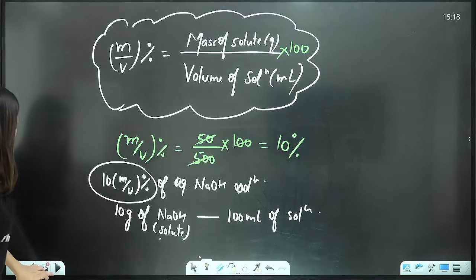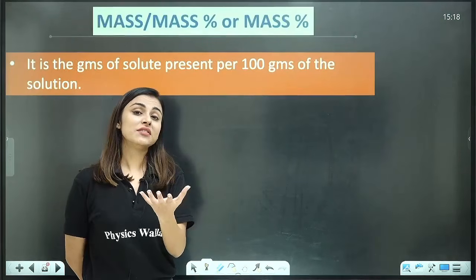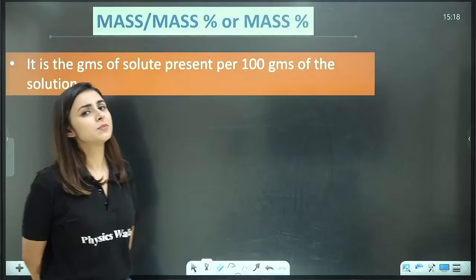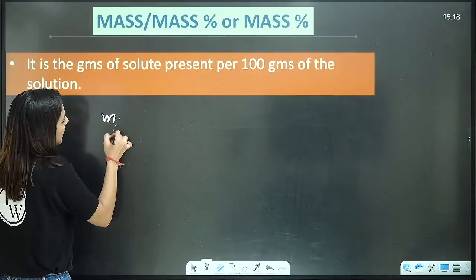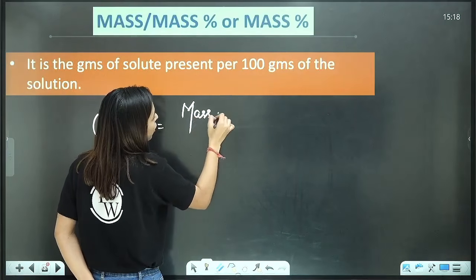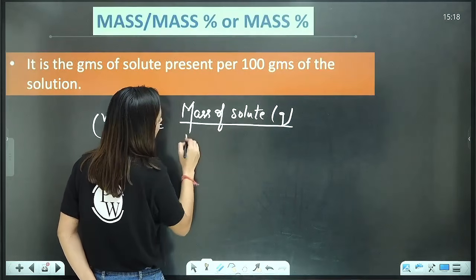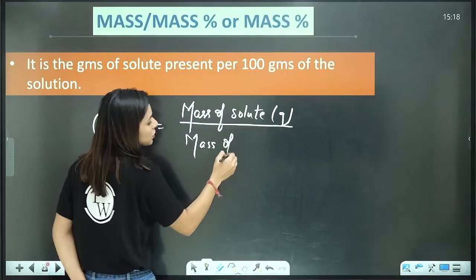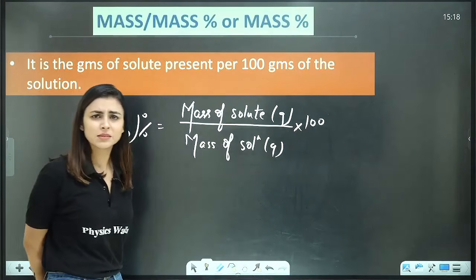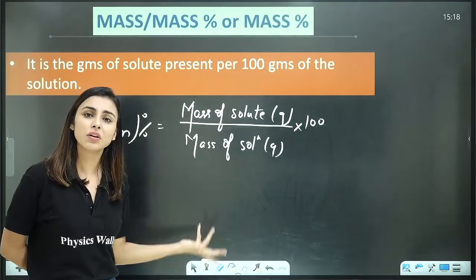Perfect. Next, my dear students, is mass by mass percentage, and I hope you can yourself tell me what will be the formula of this concentration term. Mass by mass percentage would be equal to mass of solute in grams divided by mass of solution in grams into 100. Easy. You can understand this. It is the grams of solute present per 100 grams of solution.